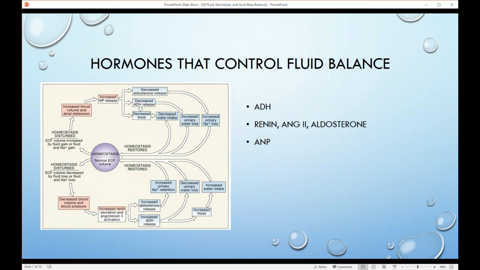Because the water is going to follow the salt, okay? We decrease our ADH, or antidiuretic hormone, and so that's going to decrease our thirst, and we're going to decrease our water intake, okay? And hopefully we'll go back to homeostasis.